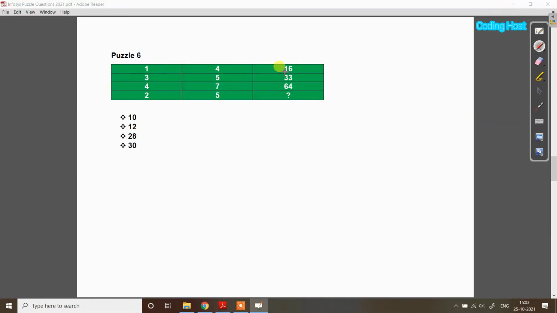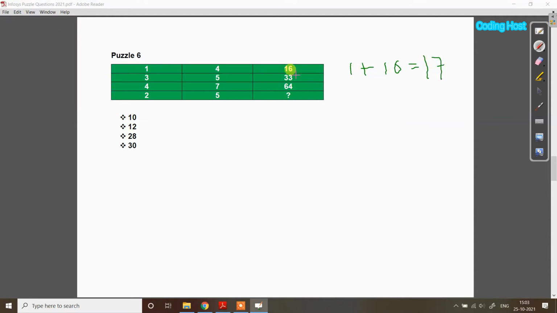You can see that larger numbers are in the right column. So maybe there is some logic in the rows and not in the columns. So let's try to take the squares of these numbers. The square of 1 is 1. So 1 square plus 4 square. 4 square is 16. So 16 plus 1 is 17.